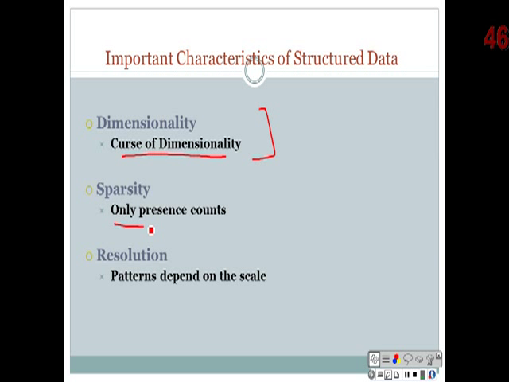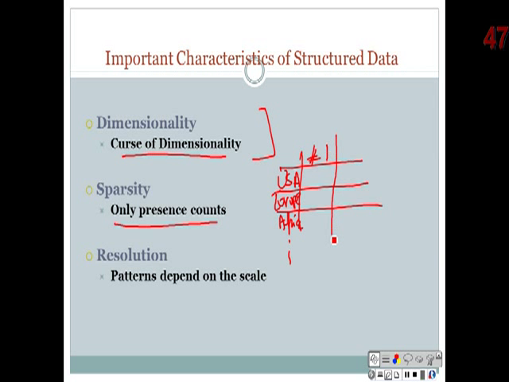Sparsity is a very, very common example. For example, if you have a document and you are looking for a word in that document, let's say maybe USA, maybe Europe, Africa, etc. And here you are just counting the number of terms that occurred in document 1, the number of terms that occurred in document 2, in document 3.